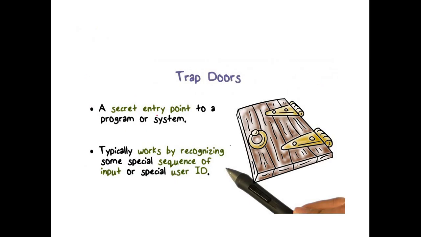A trapdoor is a secret entry point to the program. It typically works by recognizing some special sequence of input or special user ID. That means this program will be executed when some special sequence of input is given by the user, and then that trapdoor program will get executed.